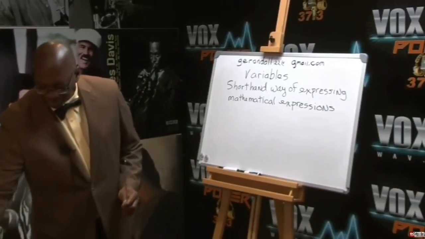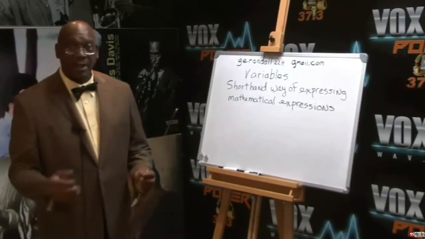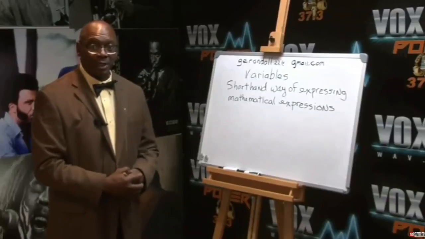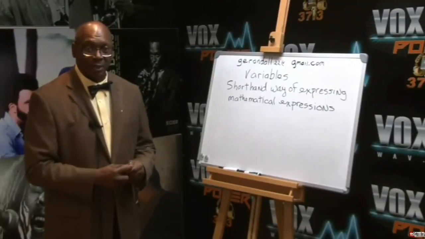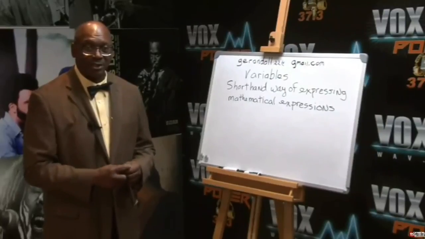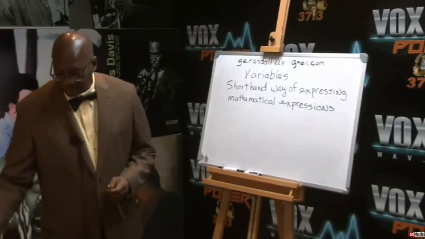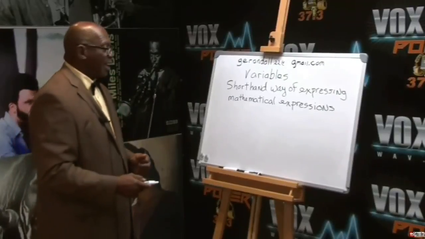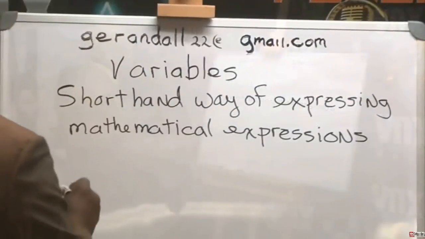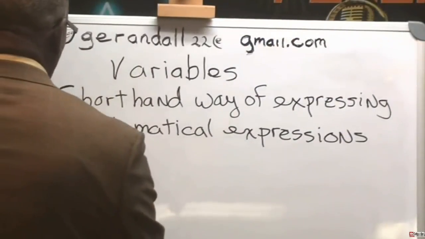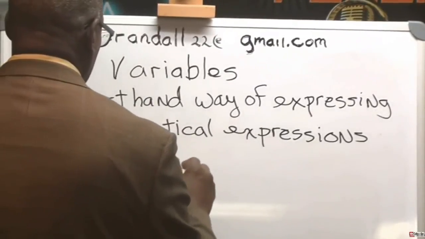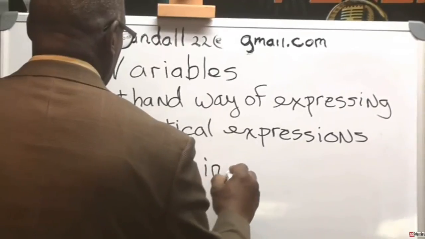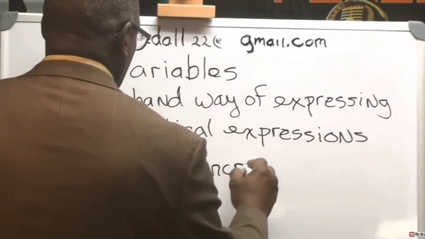In the second half, we're going to talk about variables. Variables are used as a shorthand way of expressing mathematical expressions. For example, and again, the importance of being able to read and interpret that so that we can convert an expression mathematically. For example, a number increased by 5.